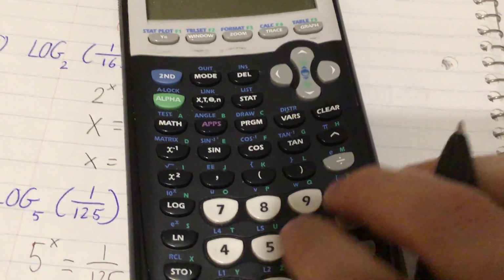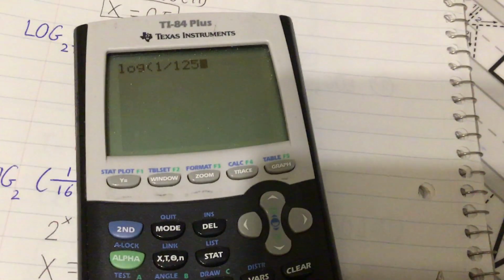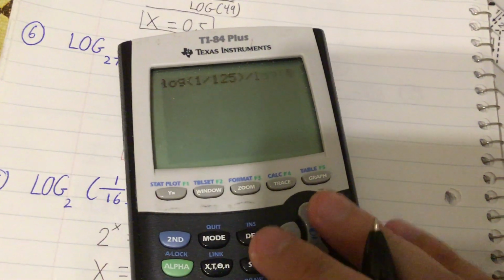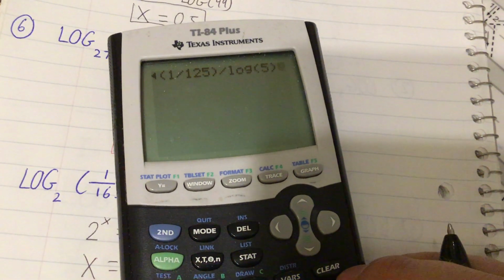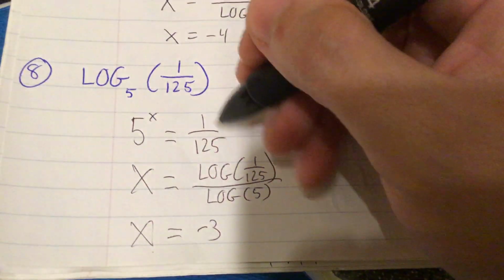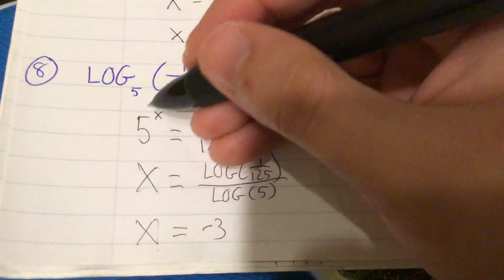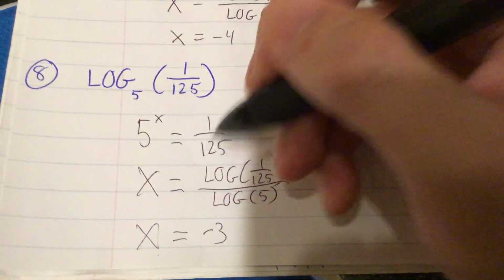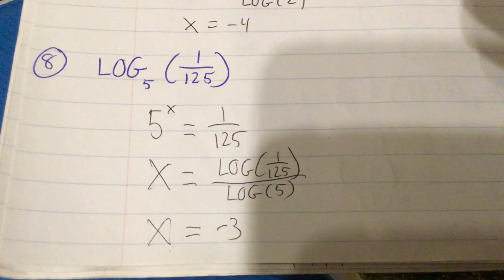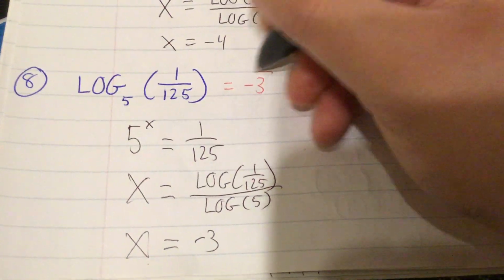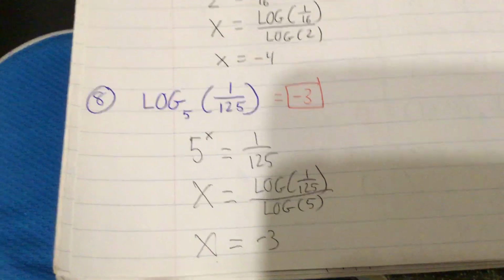Log of 1/125. Okay, I'm going to keep it right there. Divided by the log of 5. And I'm going to get -3 because 5 to the -3rd power is 1/125. 5 to the -3rd power becomes 1/5 to the 3rd, or 1/125. So log base 5 of 1/125 is -3. Okay.